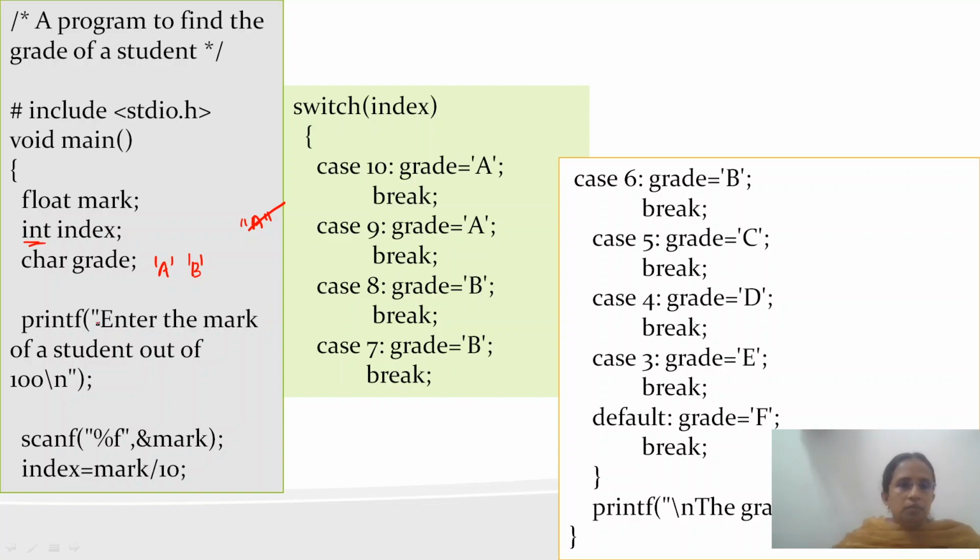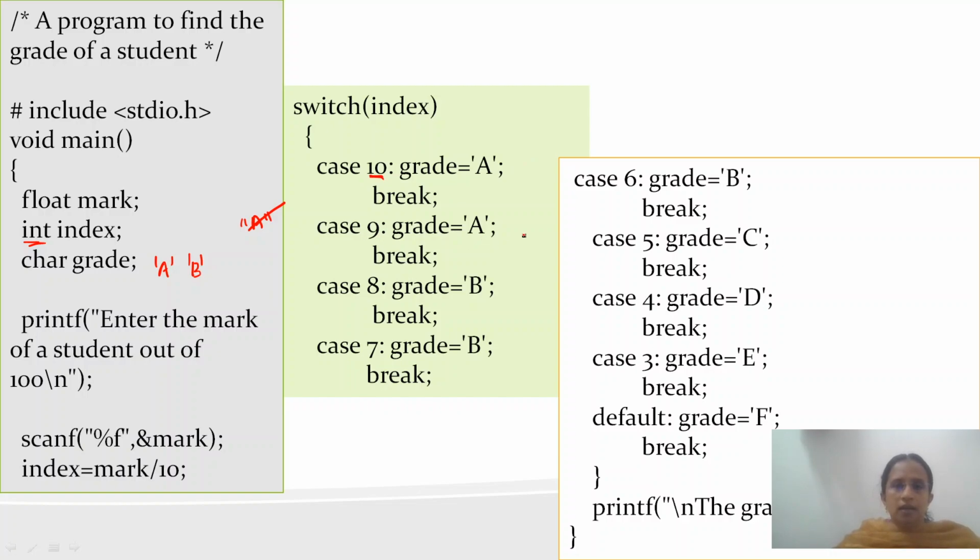Now we read the mark of a student out of 100. Scanf using percentage f and mark. Index equal to mark by 10. Then switch index. This index can take value 0 to 10. If it is 10, what you have to do? You have to print grade A.